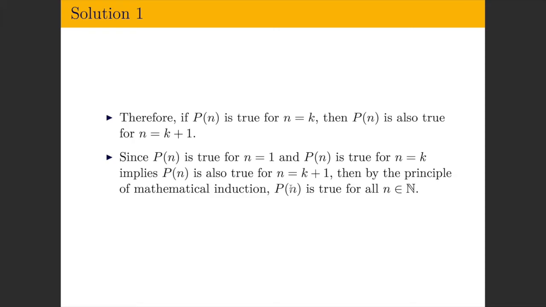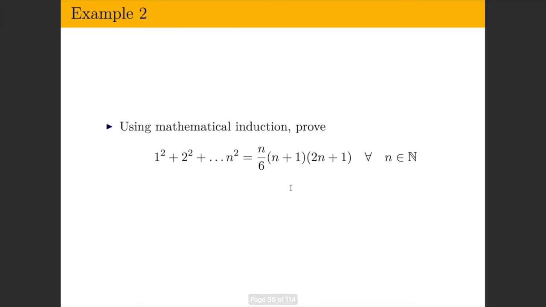So let's have a look at another example, very similar to the first one, of how we're going to use mathematical induction. Example 2 is going to ask us, prove that 1 squared plus 2 squared plus all the way to n squared, the sum of the first n squares, is equal to this expression here, n over 6 times n plus 1 times 2n plus 1, for all elements of the natural numbers.